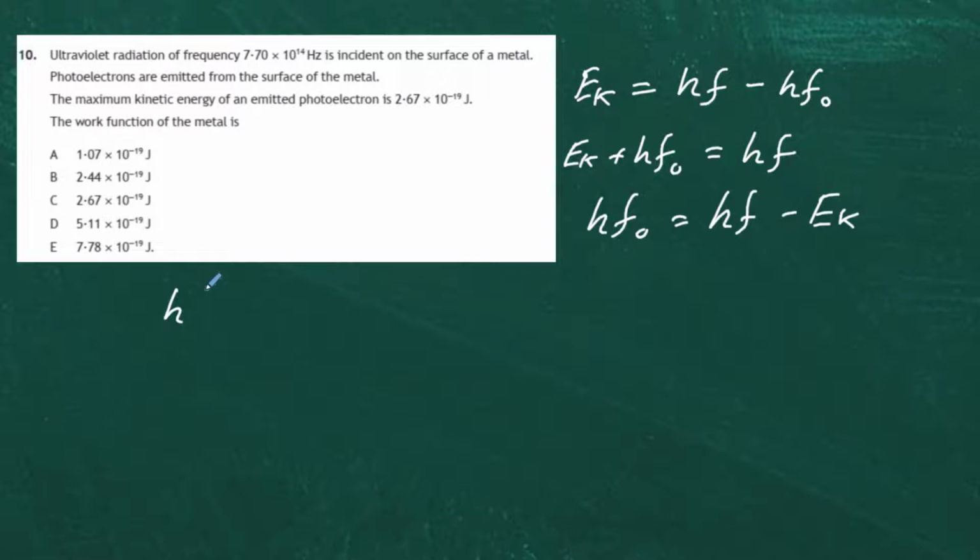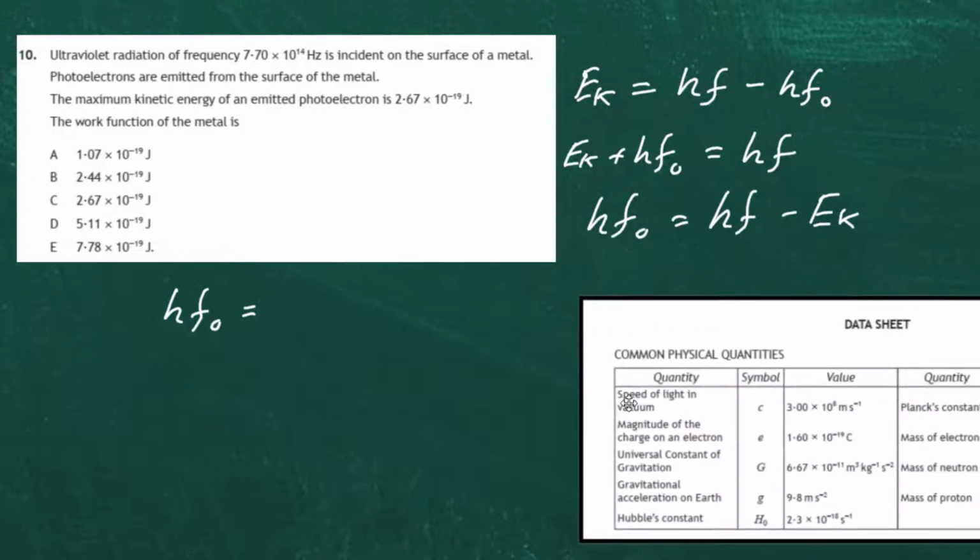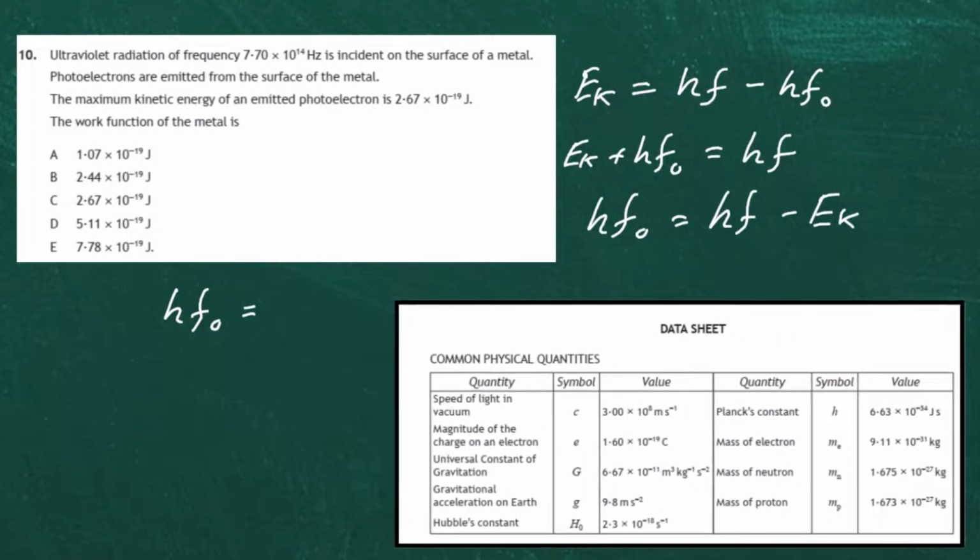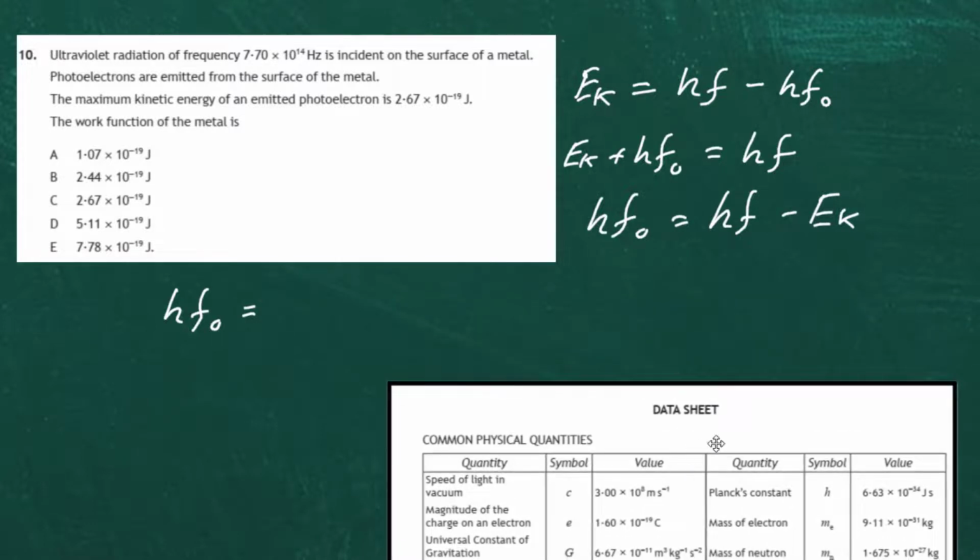So we have hf₀, which is the work function, and that's going to equal hf. In order to find hf, we have to find first of all Planck's constant, and Planck's constant, as you can see from the table there, is h equal to 6.63 times 10 to the minus 34. So that's the value for the constant. I'll just dip that down there so you can still see it. So all we have to do is plug that number into our equation.